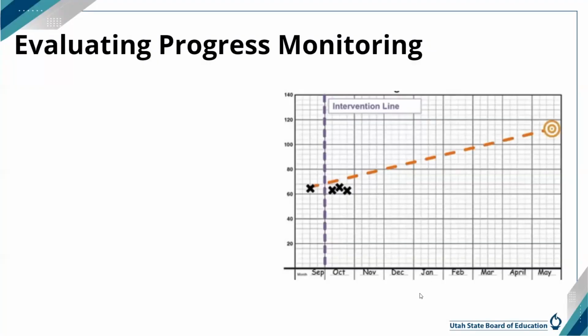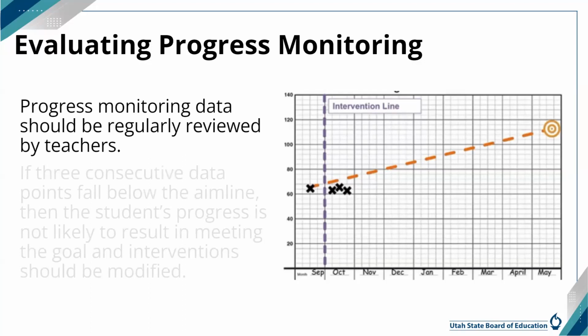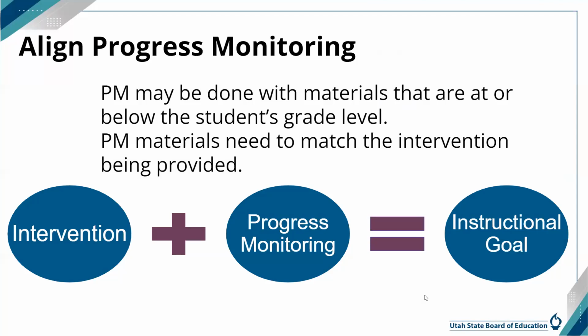And then when we're evaluating that progress monitoring, we really need to regularly review that. And it is important the teachers are reviewing this data. And if those 3 consecutive points fall below that aim line, if that student's little triangle is showing red, then we need to think about what could be modified in order to help that student to reach the goal and make the progress. So we really want to make sure that things are aligned, so we're really providing good information.